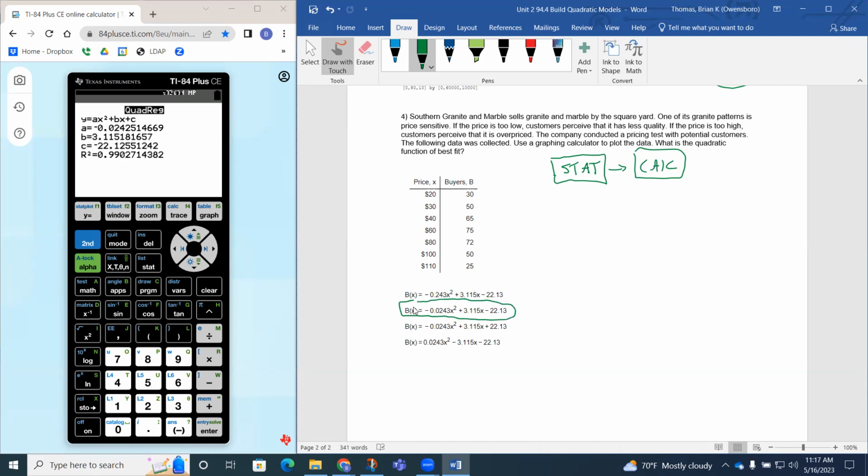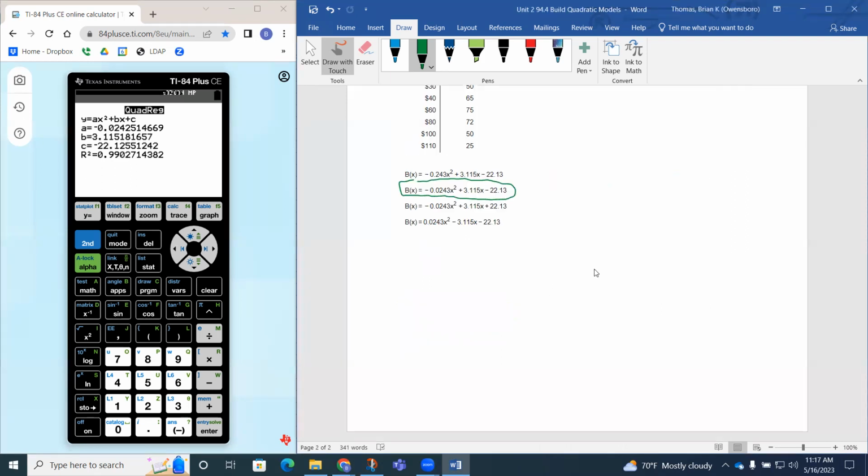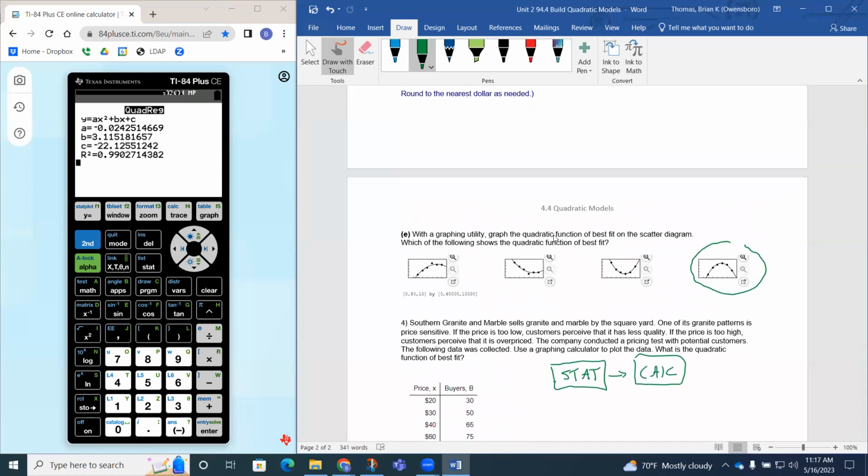All right, so that's how we could use the calculator to find the prediction equation. And if we use this function, we could also determine what price would maximize the number of buyers in this problem. So that concludes number 4. I think that concludes 4.4 models as well.